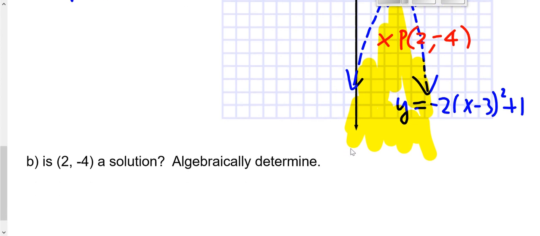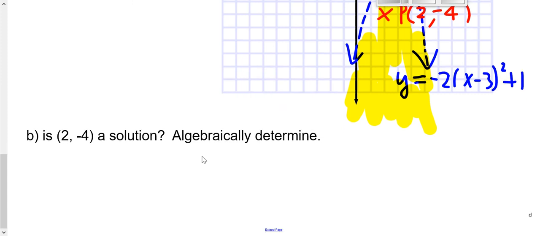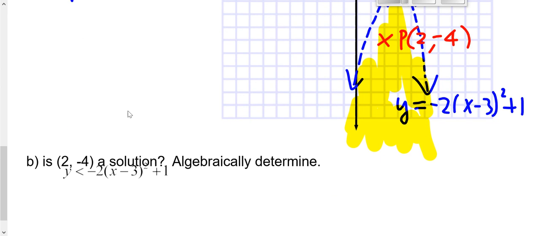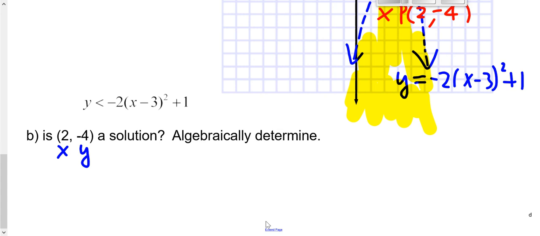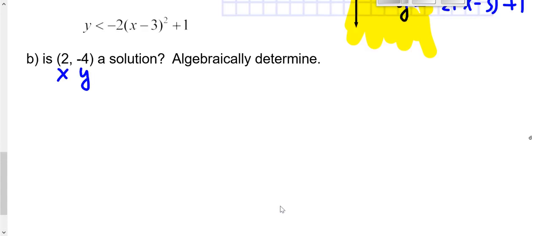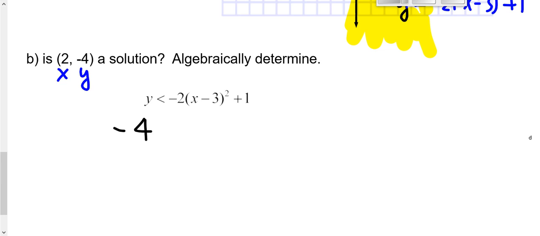So let's do this graphically. Sorry, I mean algebraically. So what do we need to do? Well, that's easy. Plug that in here. That's x and that's y. So plug in 2 for x and negative 4 for y. I'm too lazy to write that thing. So anyway, y is negative 4, less than, and then just like what we did before, verifying something, plug in numbers and then see if the left hand side is equal to the right hand side.